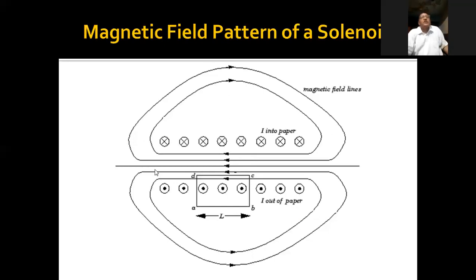The magnetic field produced around it will have exactly the same pattern as the magnetic field of a bar magnet. Here you can see that the magnetic lines are coming out, and from here the magnetic lines are going in. So this side of the solenoid will be behaving like a north pole, and this side of the solenoid will be behaving like a south pole.